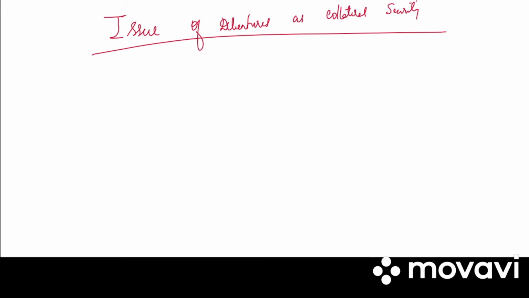Good morning, students. So let's continue with the chapter, that's the issue of debentures. Take down the next side heading: Issue of debentures as collateral security. So what do we mean by this?